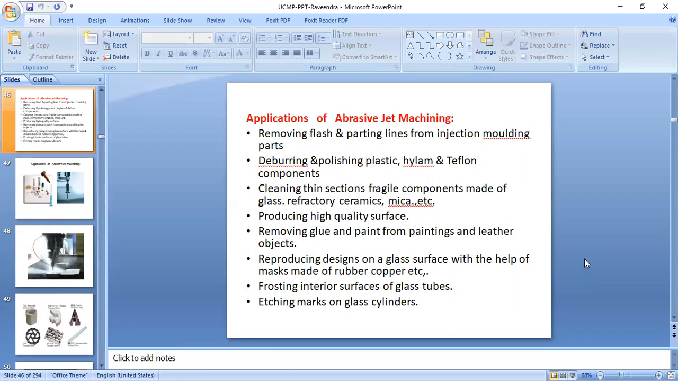Applications of abrasive jet machining. Removing flash and parting lines from injection molded parts, deburring and polishing plastic, Hylam and Teflon components, cleaning thin sections and fragile components made of glass, refractory ceramics, mica, etc., producing high quality surfaces, removing glue and paint from paintings and leather objects, reproducing designs on a glass surface with the help of a mask made of rubber or copper, frosting the interior and surface of glass tubes, and etching marks on glass cylinders.